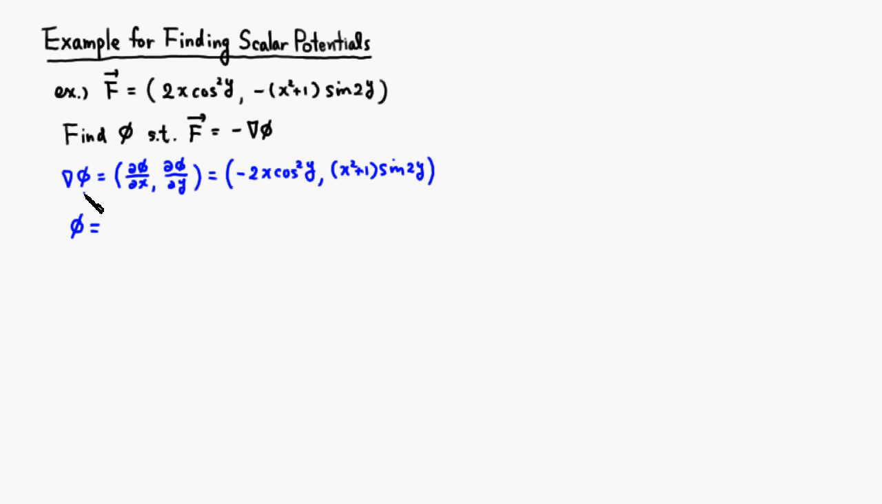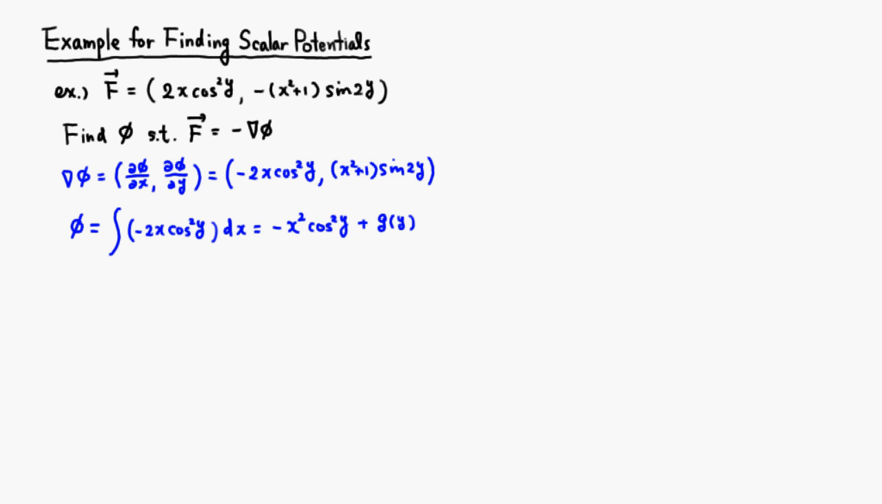So if you take the antiderivative of negative 2x cosine squared of y with respect to x, it's going to be negative x squared, right, since the antiderivative of 2x would be x squared. Then cosine squared of y is considered to be constant. So plus you could have some function of y, so you put g of y. This is still unknown.